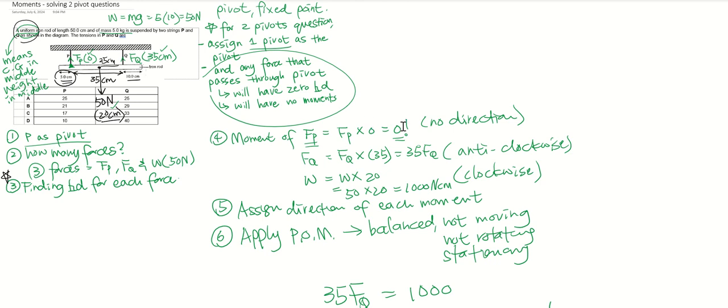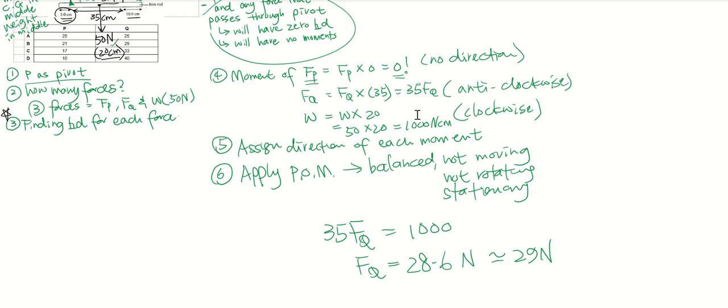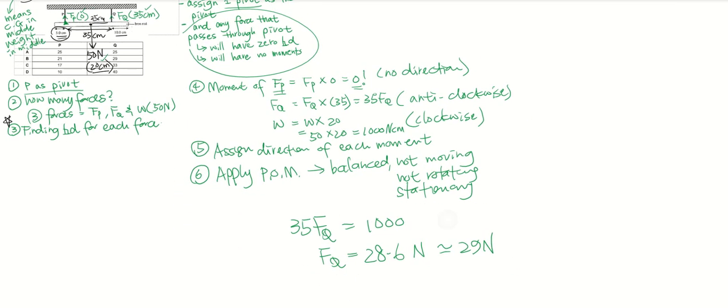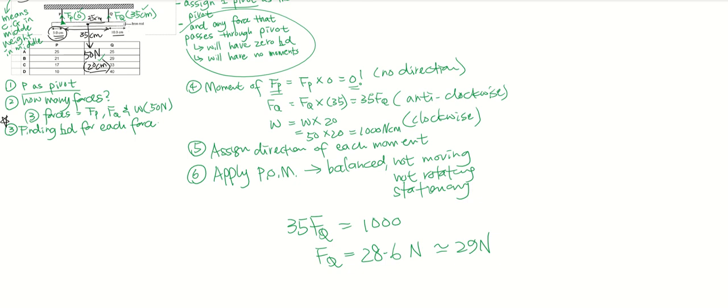So if I want to find Fp, I will repeat the process again, okay? But this time I'll use a different color. I'll use Q as pivot. Step 2 is the same. How many forces are there? There are still 3 forces, Fp, Fq, and weight. So Fp, Fq, and weight. Okay, so that was step 2.